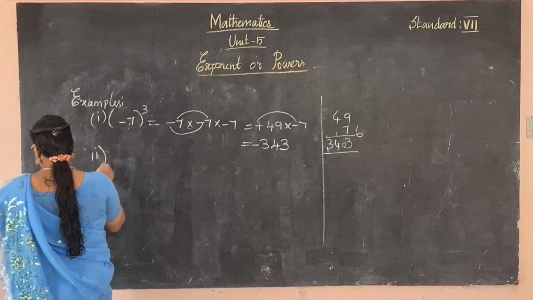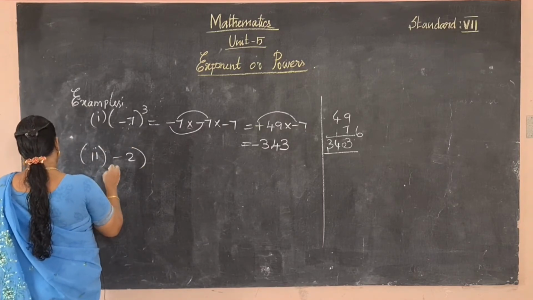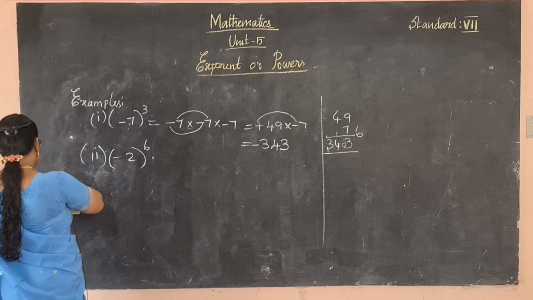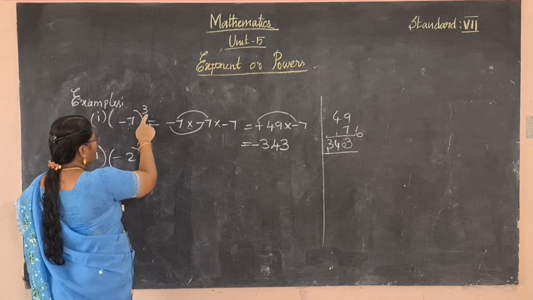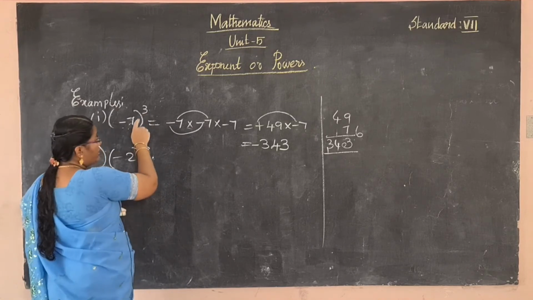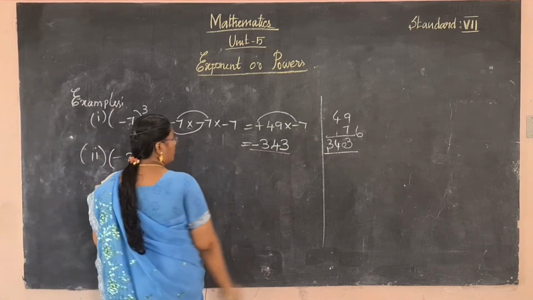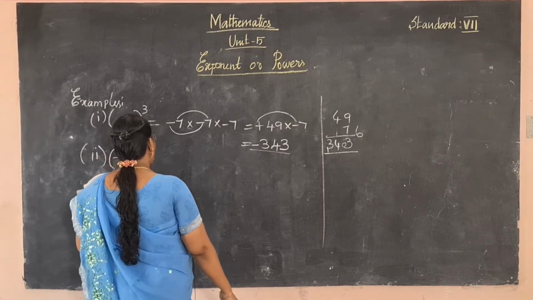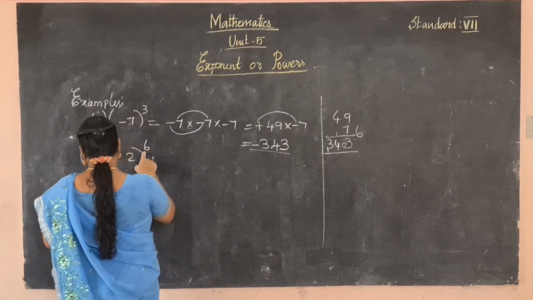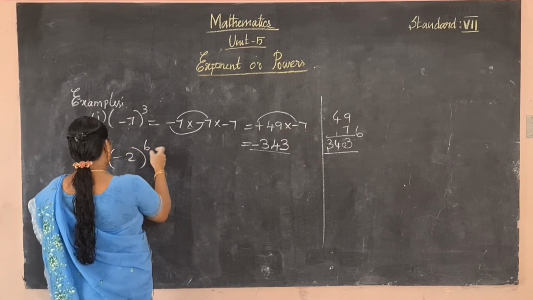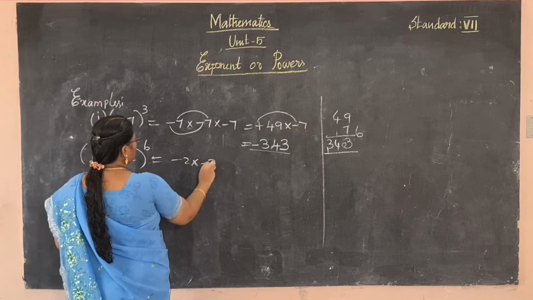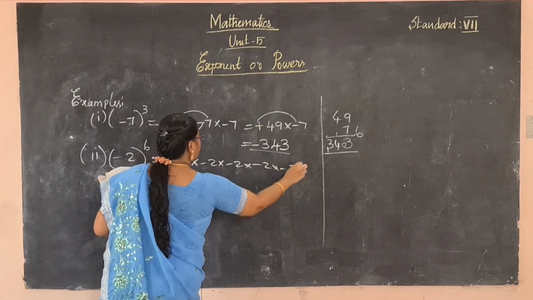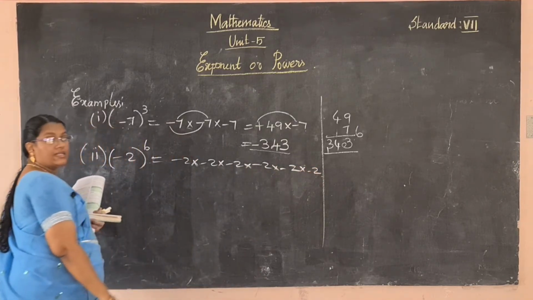And next one, minus 2 power 6. Earlier the power was an odd number, and we got the result also as a negative number. Here an even number we have considered. So minus 2 power 6 can be written as minus 2 into minus 2 into minus 2 into minus 2 into minus 2 into minus 2, 6 times.